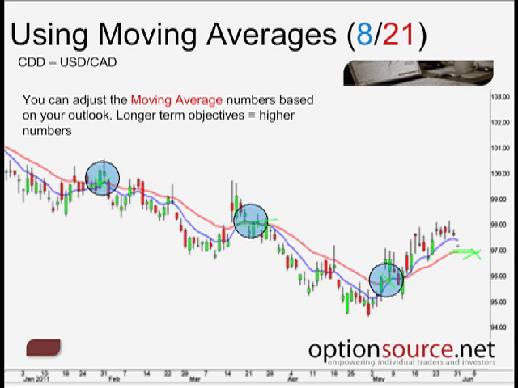So let's say, for example, we bought calls on the CDD all the way down here, and we're looking to capitalize on a strengthening U.S. dollar against the Canadian dollar. Well, we've obviously been subjected to some significant pair value fluctuations, and today's no different, other than the fact that it just happened in a very short period of time.